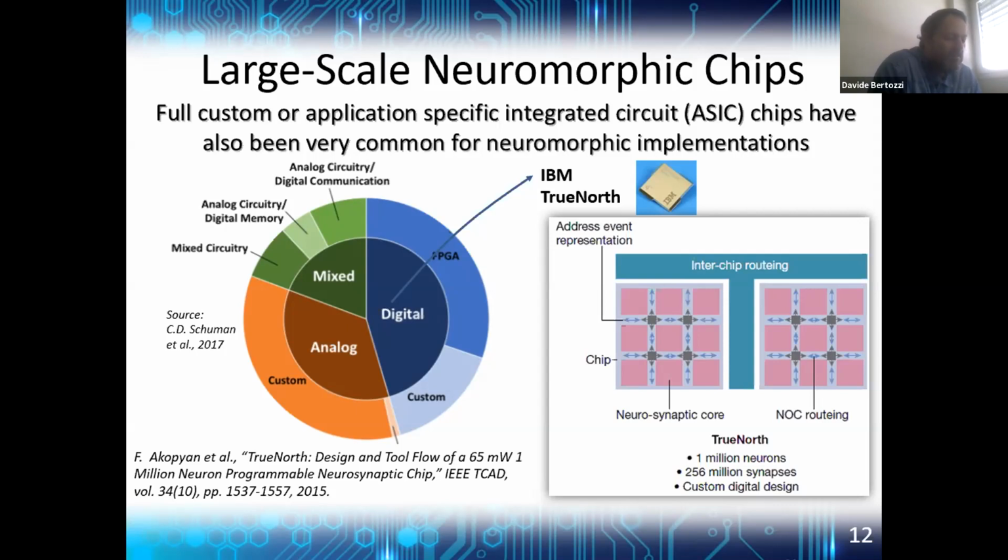TrueNorth, one of the most popular present-day neuromorphic implementations, is a full custom ASIC design. It comes with 1 million neurons and 256 million synapses and relies on a network on chip that follows a 2D mesh topology, as you can see in the picture. TrueNorth originated as a neuromorphic chip geared towards solving commercially important tasks such as recognition and classification using spiking neural networks, and is based on simplified neural and synaptic primitives. Another big brain chip that falls into the category of fully digital realizations is the SpiNNaker neuromorphic system from the University of Manchester.